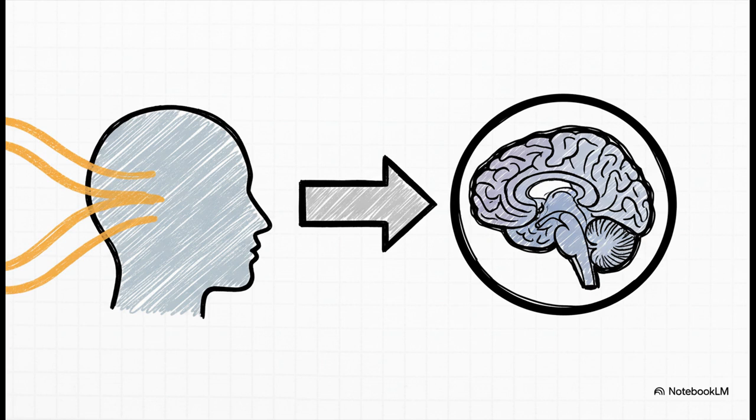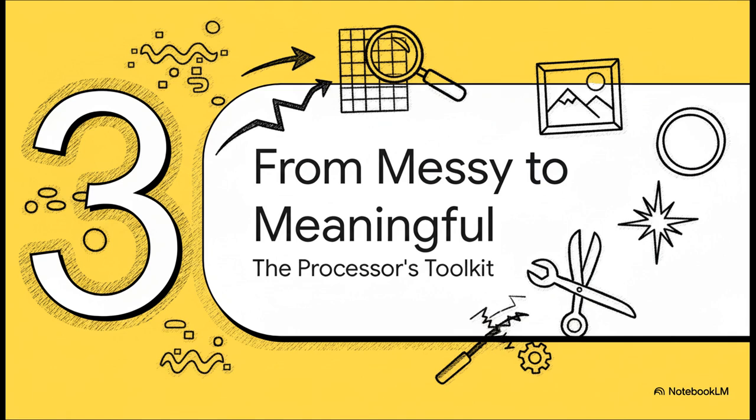Okay, Section 3, from messy to meaningful, the processor's toolkit. So being able to capture all these images from across the spectrum is incredible. But the raw data, it's usually a mess. It can be blurry, full of static, or just plain distorted. So to turn that messy, raw information into something we can actually use, image processing has this whole powerful digital toolkit.